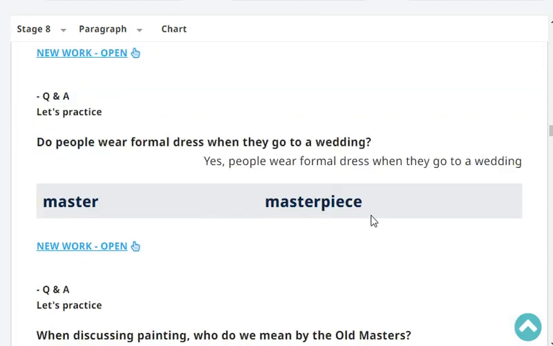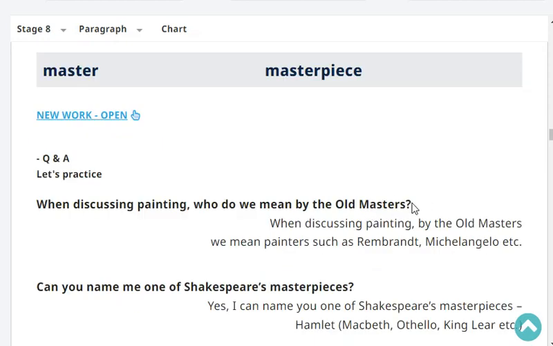Masterpiece. When discussing painting, who do we mean by the old masters? When discussing painting, by the old masters we mean painters such as Rembrandt, Michelangelo, etc. Can you name one of Shakespeare's masterpieces? Yes, I can name you one of Shakespeare's masterpieces: Hamlet, Macbeth, etc.